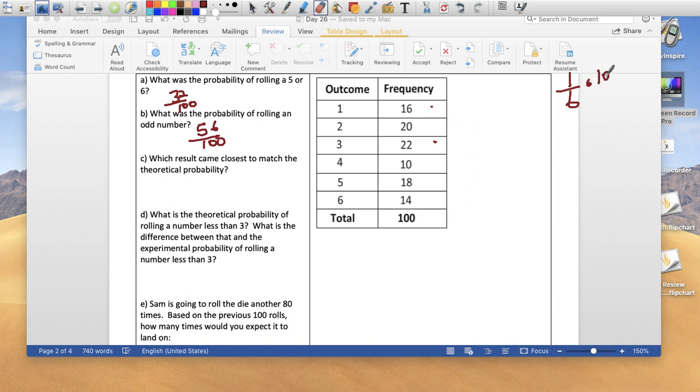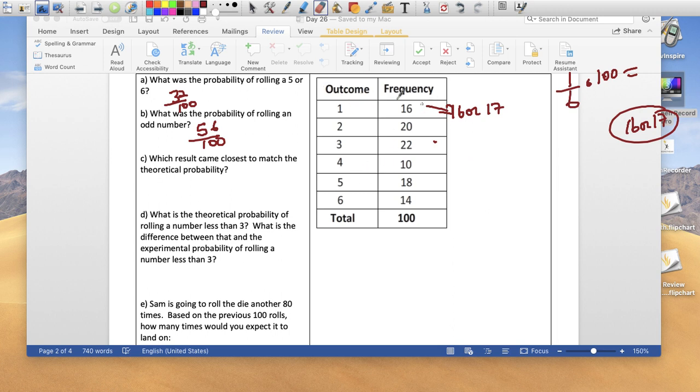If I roll it 100 times, the probability of each number landing would be 1 out of 6, and if I threw it 100 times, I'd expect each number to come out, I multiplied that, 16.6, so about 16 or 17 times. So each number should have come out 16 or 17 times. Did any number match that? Well, number 1 matched that. And so the winner is 1.